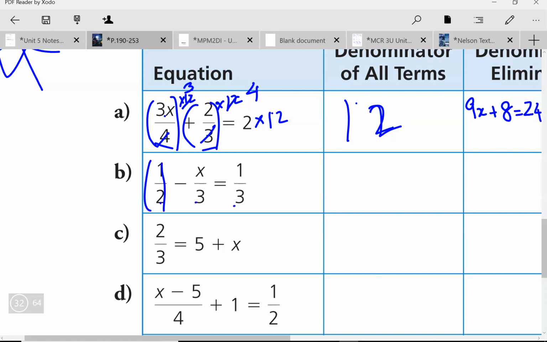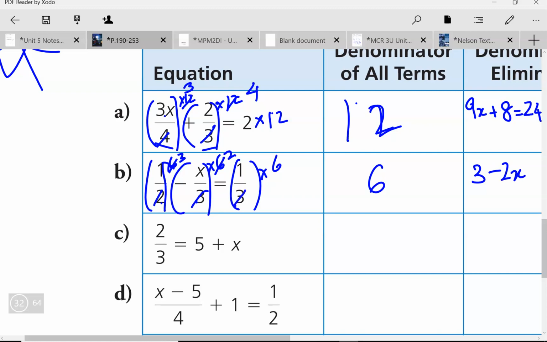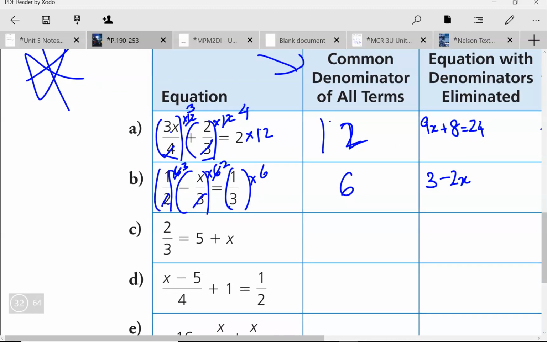Common denominator is 6. So multiply each term by 6. 2 and 6 give me 3, so that gives me 3. This leaves me with a 2, so minus 2x equals 2.